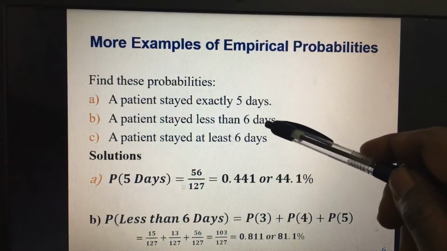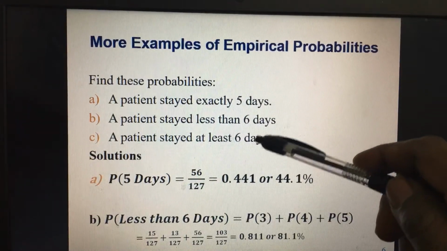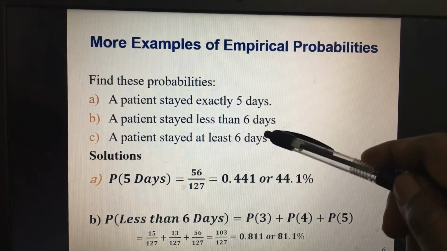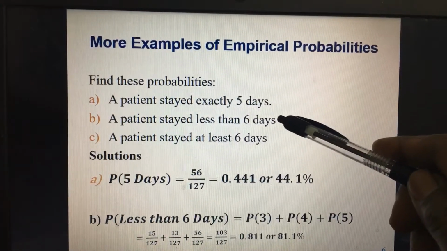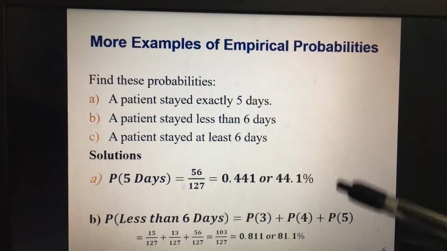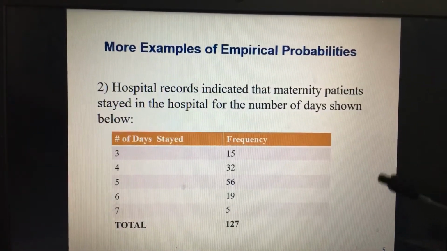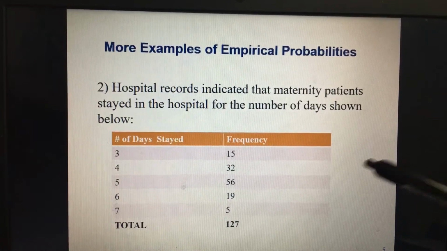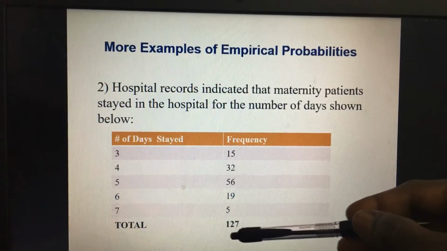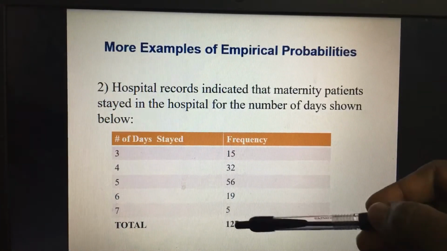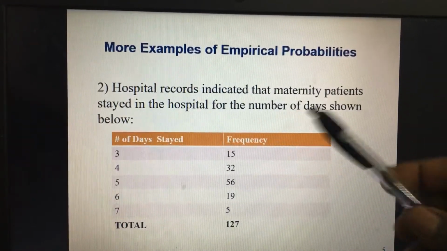B says that the patient stayed less than 6 days. C says that the patient stayed at least 6 days. To be able to answer this question, we need to find our sample space first, so let us go back to our table. Since we don't know the sample space, we get it by adding all these numbers to get 127. So this becomes our sample space right here. With this, we are now ready to answer the question.